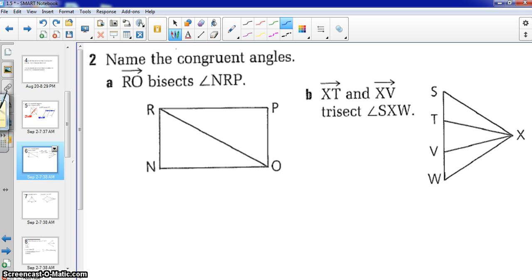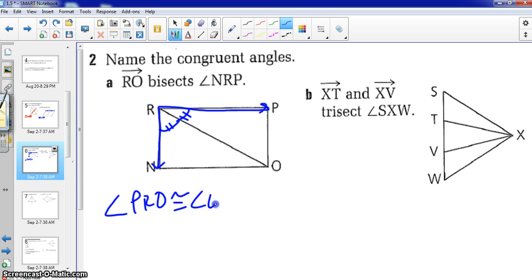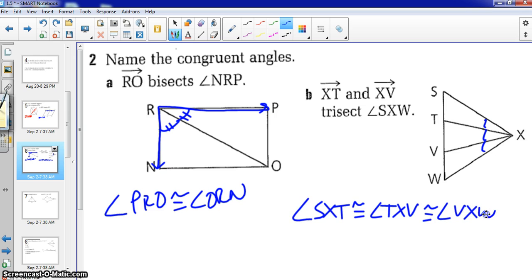In number 2, we have that RO is bisecting the angle NRP, so this is the angle that we have, and it's creating these 2 congruent angles. Those 2 angles can be labeled as angle PRO congruent to angle ORN. In letter B, we have 2 rays trisecting an angle, which means we are going to have 3 congruent angles. Those 3 congruent angles being angle SXT, angle TXV, and angle VXW.